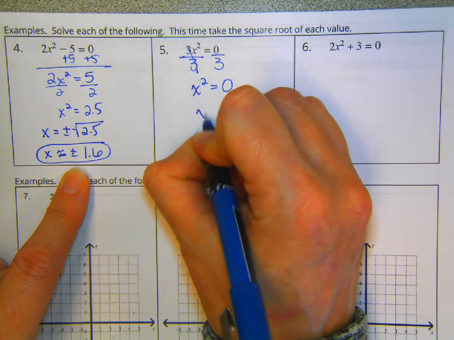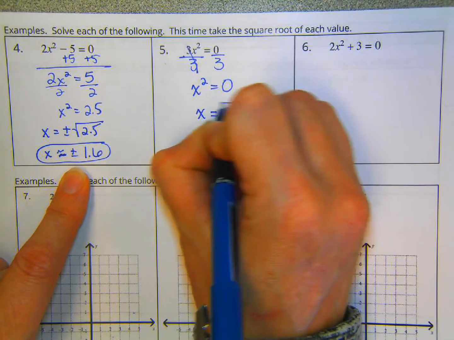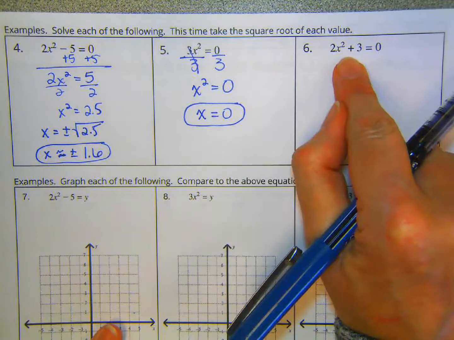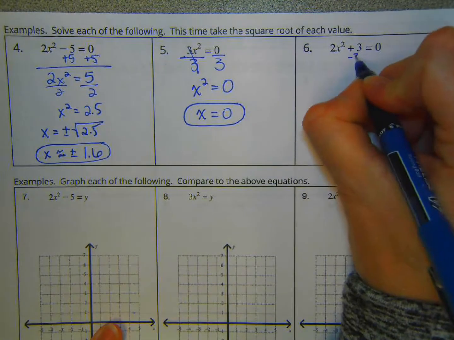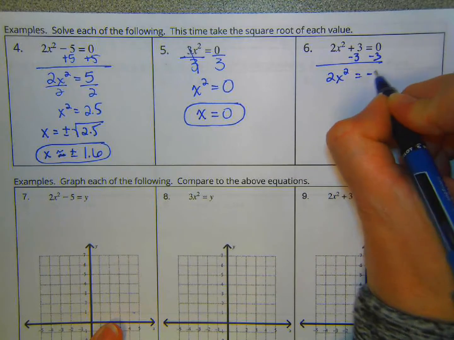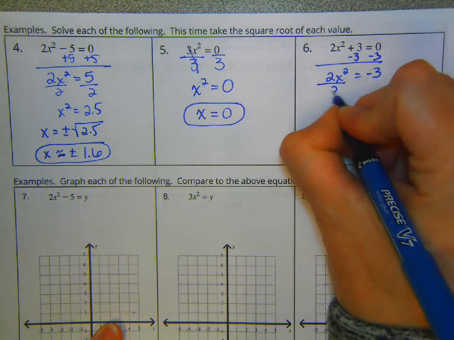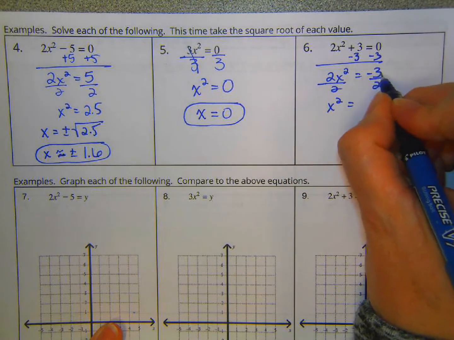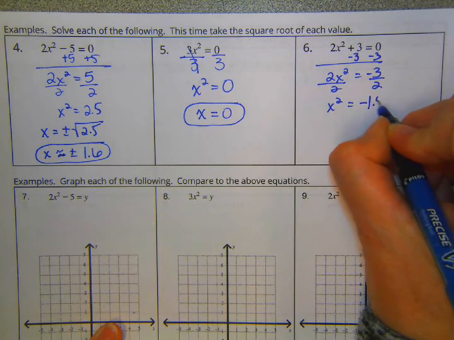So in that case, guess what? X is just 0. There's nothing else we can do. Square root of 0 is just 0. For this one, we're going to subtract 3. That leaves us with 2x squared equal to negative 3. Divide by 2, divide by 2. X squared equals negative 3 divided by 2, which is negative 1.5.